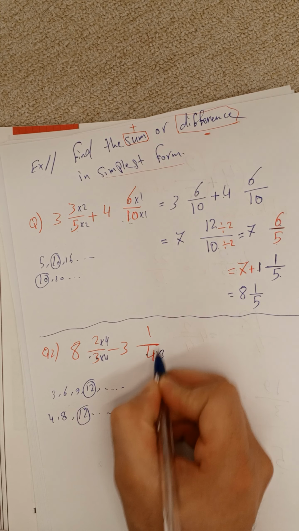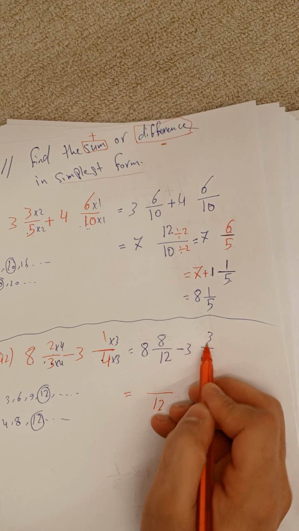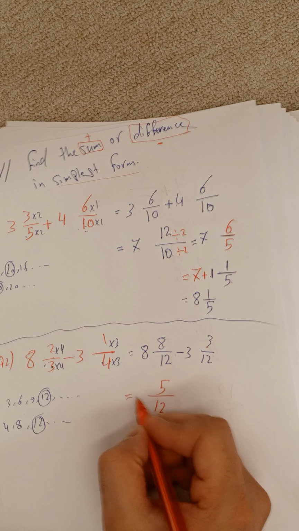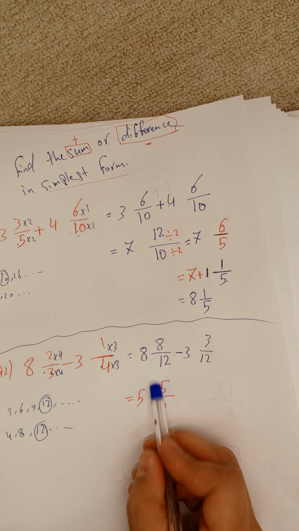Okay, so it's going to be 8 and 8 over 12 minus 3 and 3 over 12. Now look at this one. The denominator is 12, right? 8 minus 3 is going to be 5, the whole numbers. So 5 and 5 over 12.